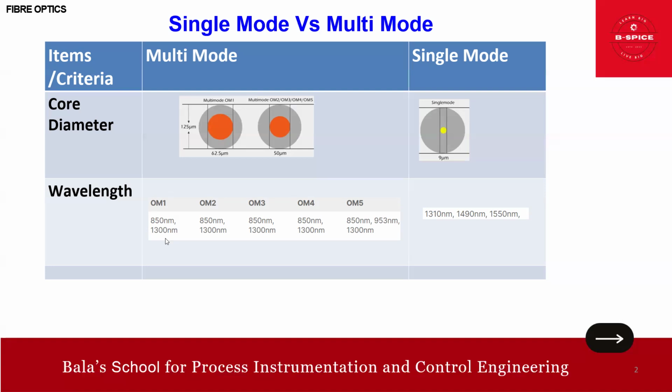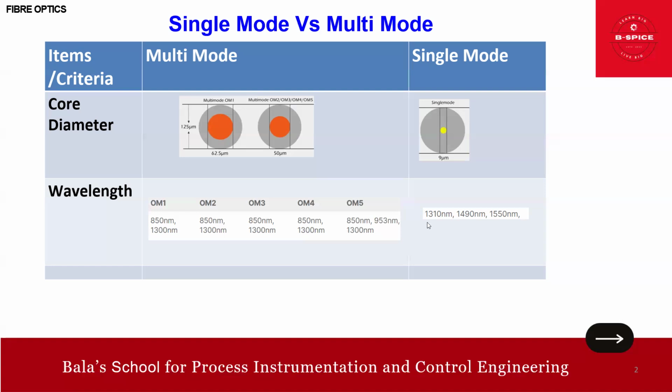Now let us not go into those aspects. Now we will focus on this. OM1: 850 nanometer, 1300 nanometer. And OM2, of course, is the same, not much difference. But only in OM5 we have 953 nanometer options also.